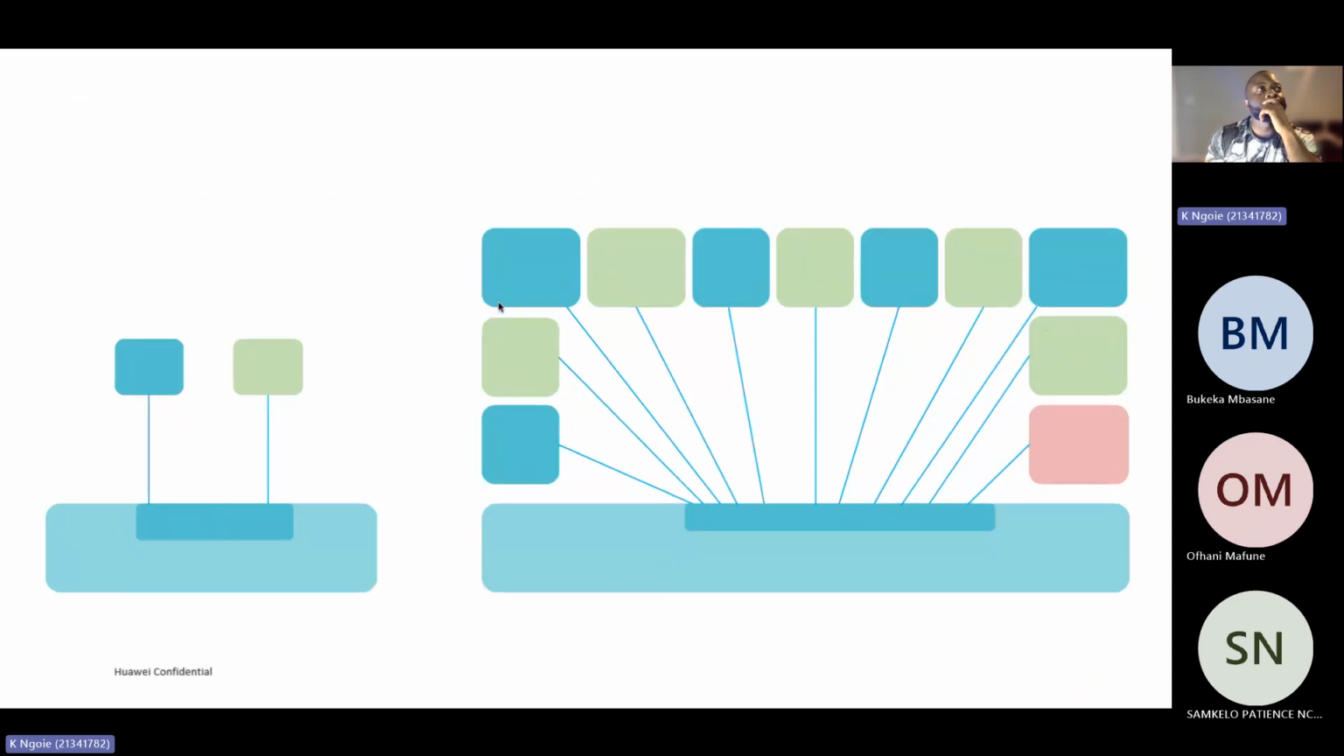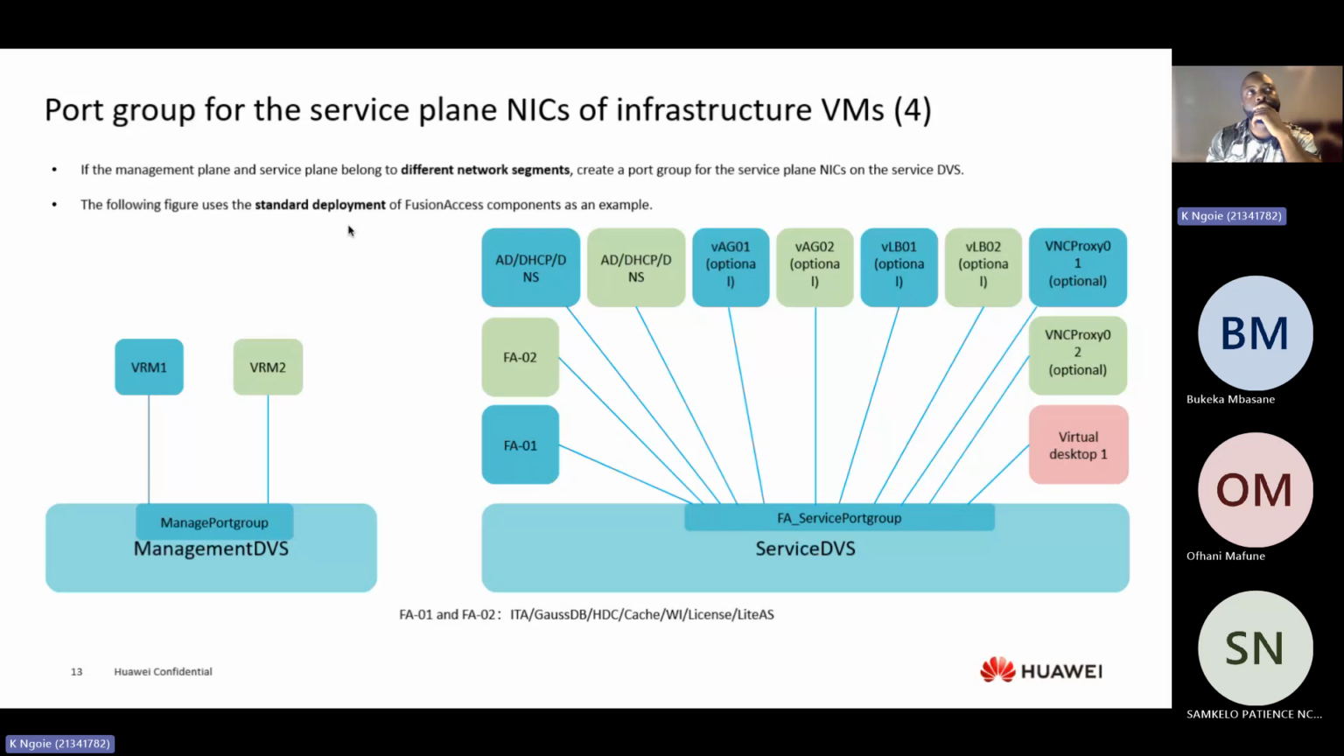So now, in another case of the standard deployment, when the service plan and the management plan are on different networks. In this case of a standard deployment, the management and the service plan belong to different network segments. This means that the management plan handles all the system control and configuration. The service plan will handle the user desktop session traffic and HTTP and all those things. So each plan operates on its own logical and physical network.